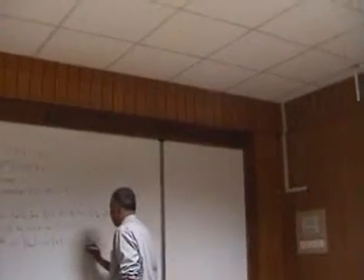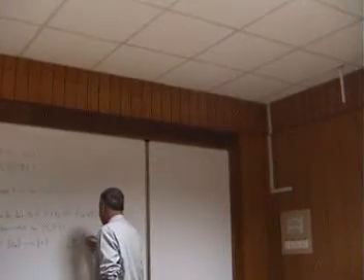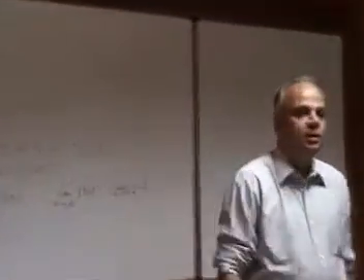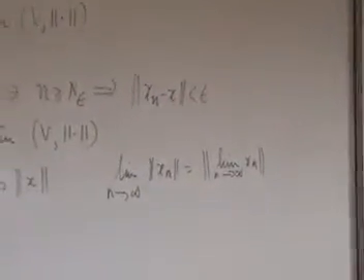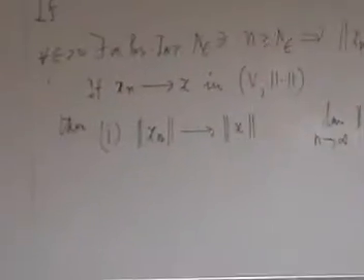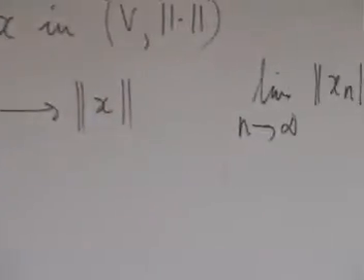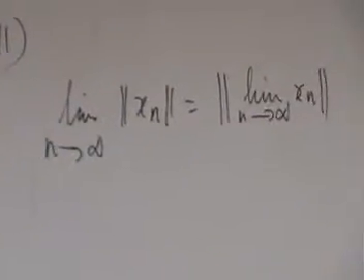What this says is the limit as n tends to infinity of norm xn is equal to the norm of the limit of xn. The norm is a continuous function, and the limits can be pushed inside. That's the first important property.